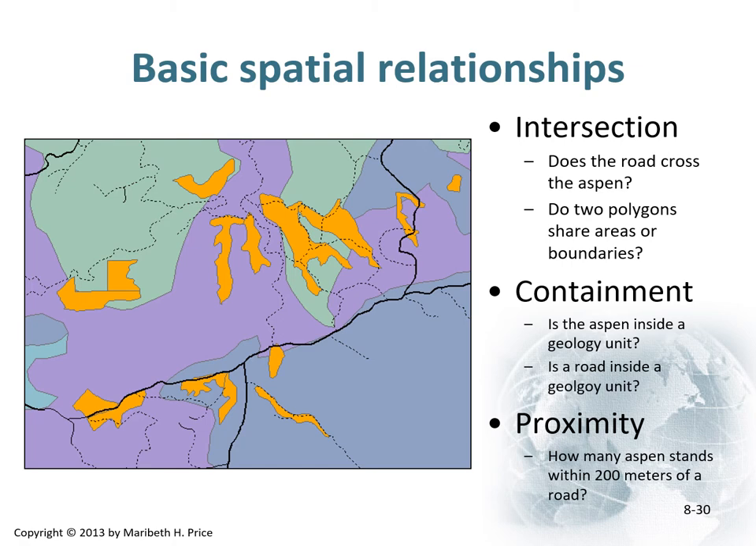Basic spatial relationships are the key to understanding spatial queries, because spatial queries always start out with some sort of conditional statement, and then you apply that to different parts of the data sets. And there's a couple of those that we want to talk about. Start with our intersection, containment, and proximity. Intersections are all about things that cross. Containments are all about things that are inside. Proximity is all about something being close to something.